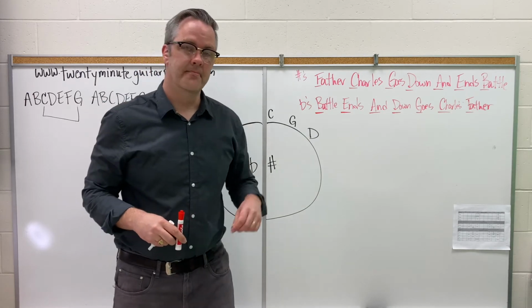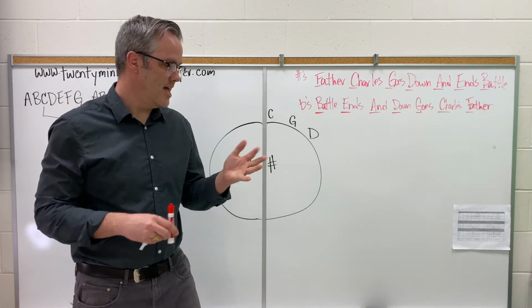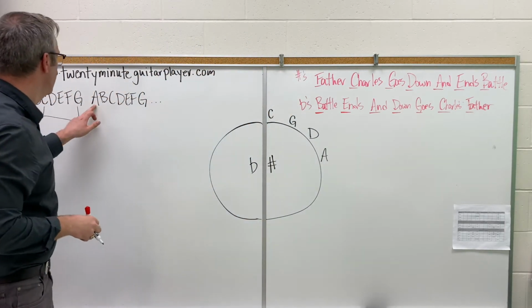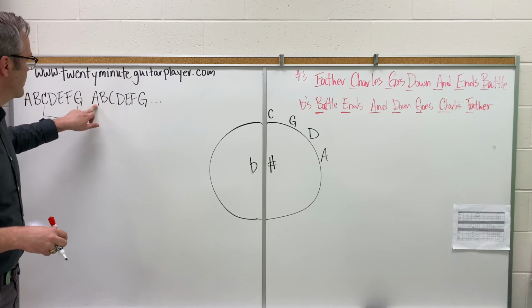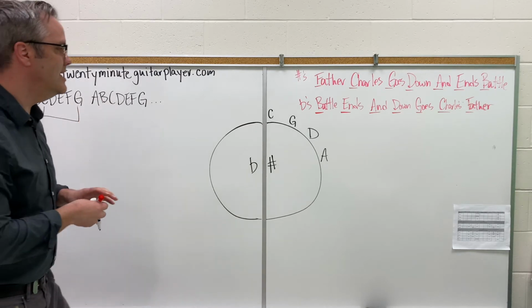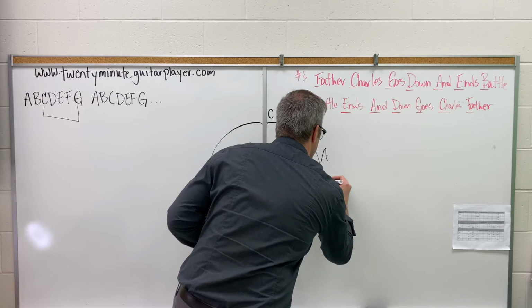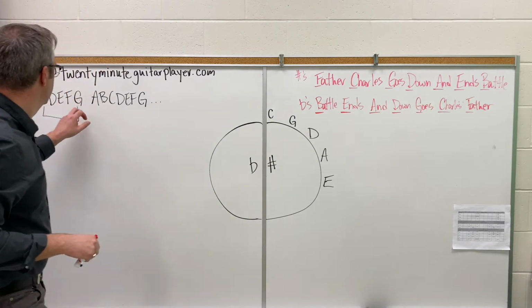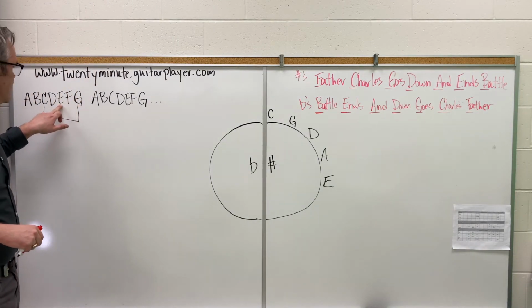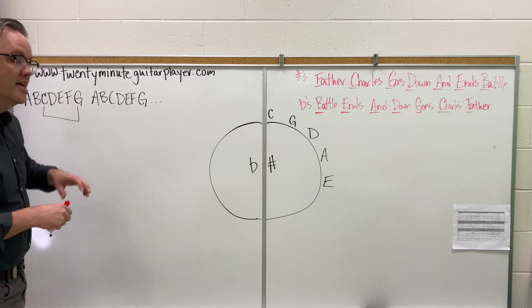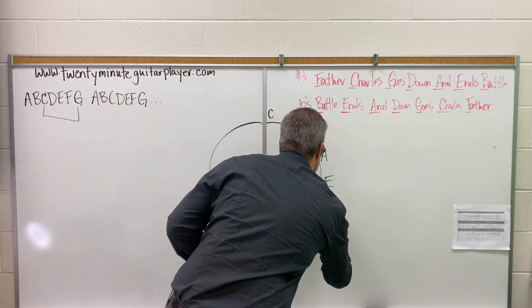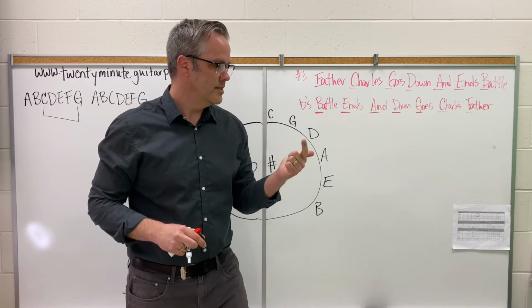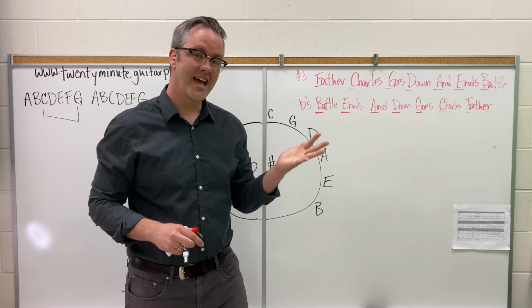What's 5 away from D? D, E, F, G, A. A is next. What's 5 away from A? Let's check. A, 1, 2, 3, 4, 5. E is 5 away from A. What's a fifth away from E? Let's check. Starting on E, 1, 2, 3, 4, 5. B is 5 away from E. What's 5 away from B, you ask? B, C, D, E, F.